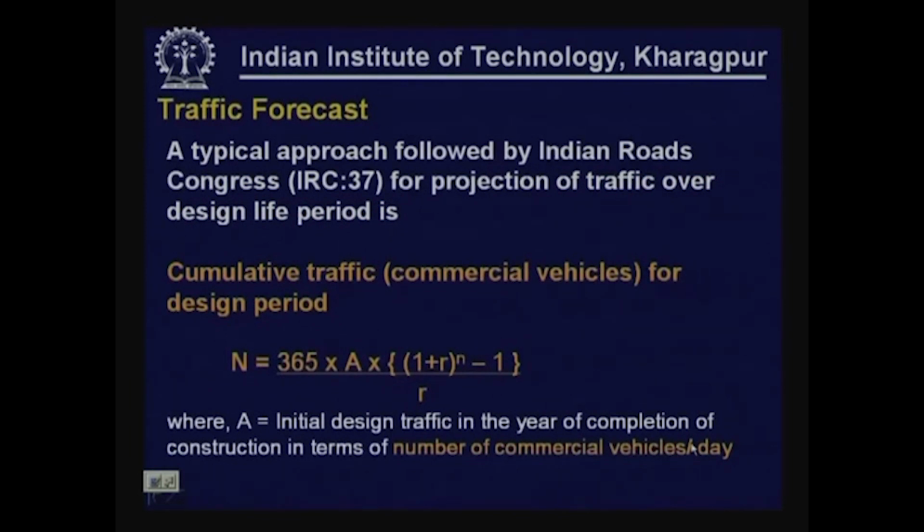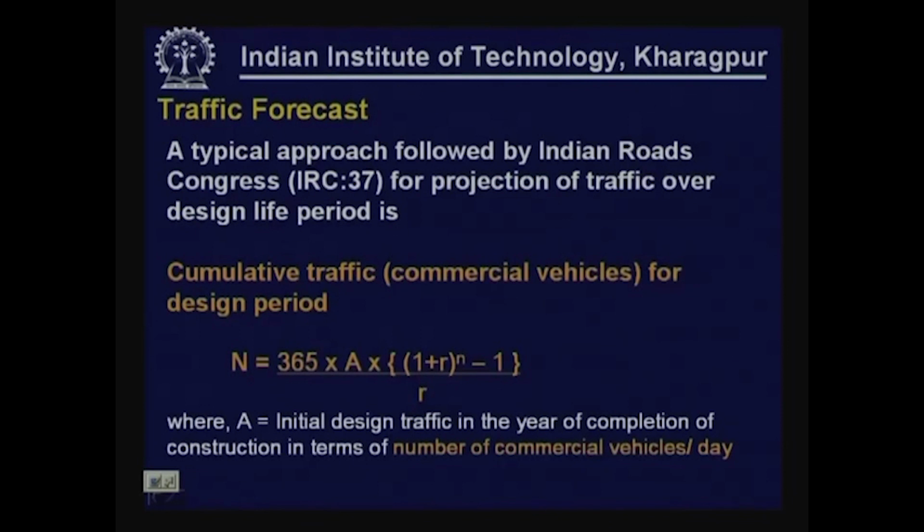For forecasting traffic, a typical approach followed by Indian Roads Congress, given by the IRC 37 code, for projection of traffic over the design life period is given as follows. This is in terms of the cumulative traffic, the total number of commercial vehicles for the design period, given as N, that is 365 multiplied by A, and we also take into consideration a factor R, and small n is the design period.